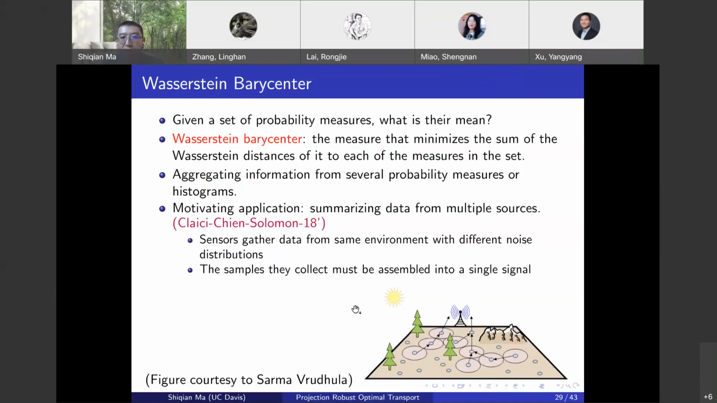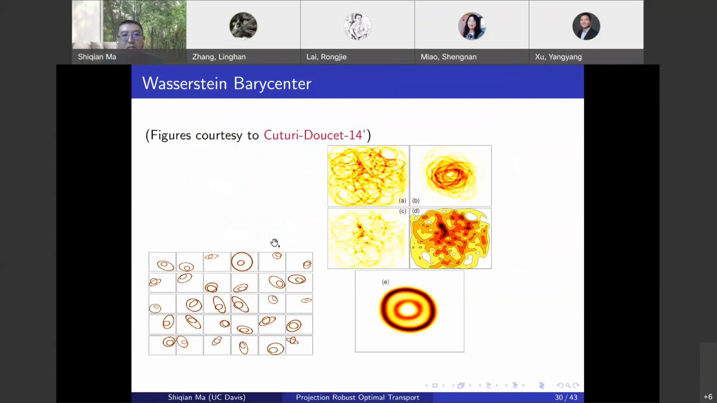And this tower will collect all these data and then assemble them into a single signal, right? For each sensor, you have a probability distribution, and for each distribution, you have some sample data. You want to find one single probability measure such that it is close to the average, or the mean, of these probability distributions. And that is the Wasserstein-Barycenter.